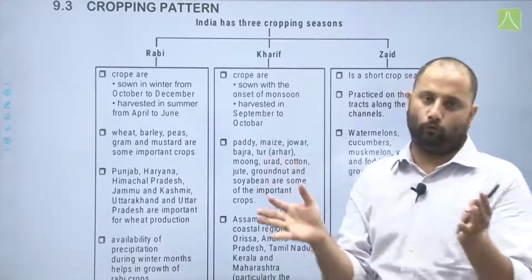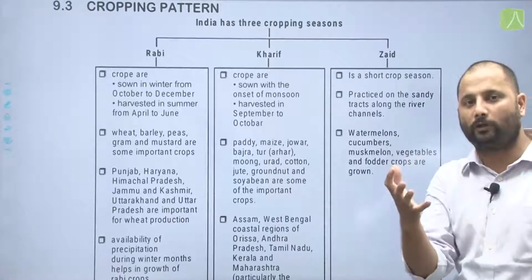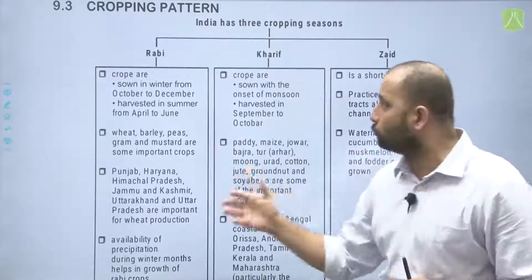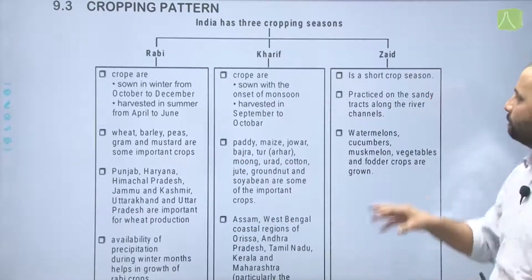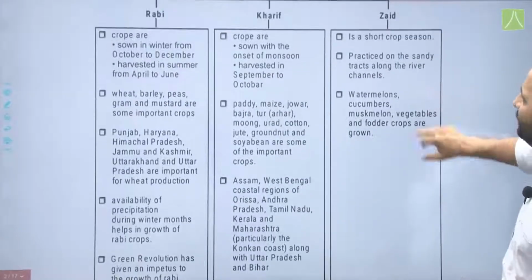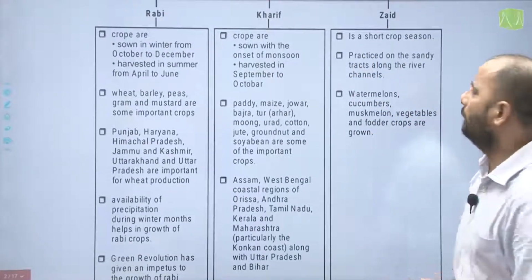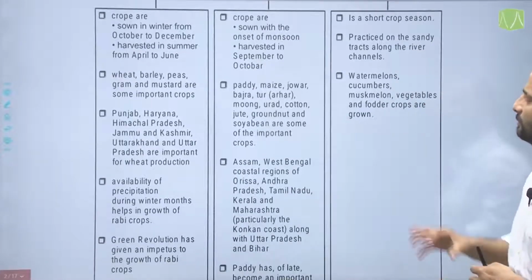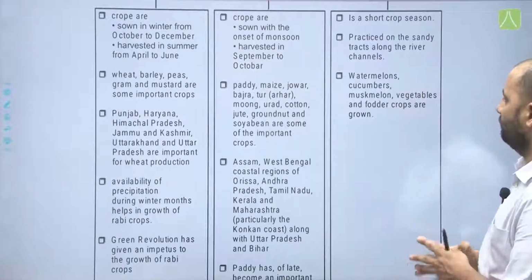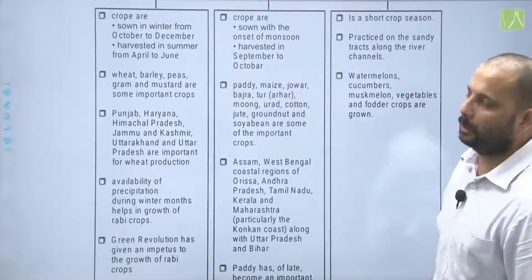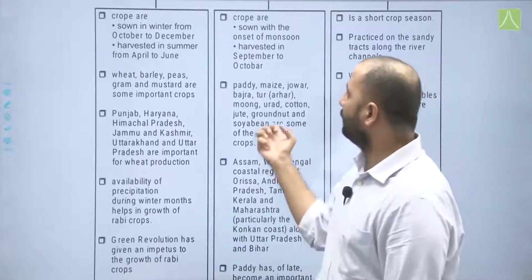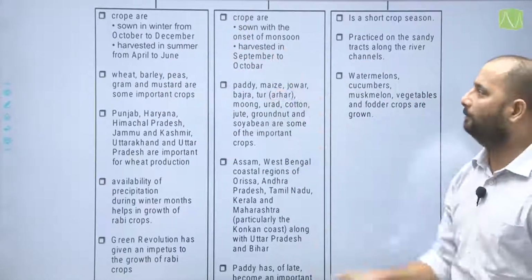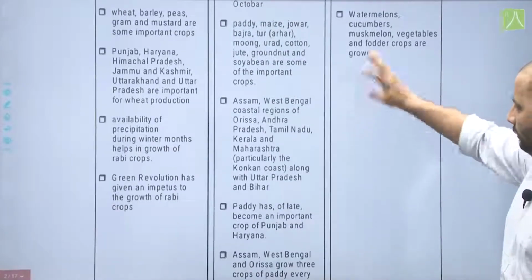Kharif are the monsoon crops, that is your rice. Rice requires a lot of water, so it comes in the category of Kharif crop. It is sown with the onset of monsoon and harvested in September to October. Zaid is a short crop season between the other two seasons, practiced on the sandy tracts along the river channels, and examples are watermelon, cucumbers and muskmelon. Paddy, maize, jowar and bajra are some important Kharif crops, whereas some important Rabi crops are wheat, barley, peas and gram. Now areas are given.